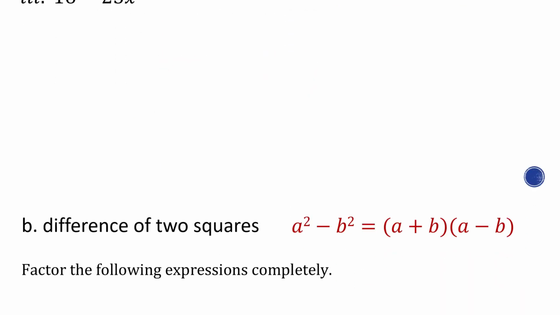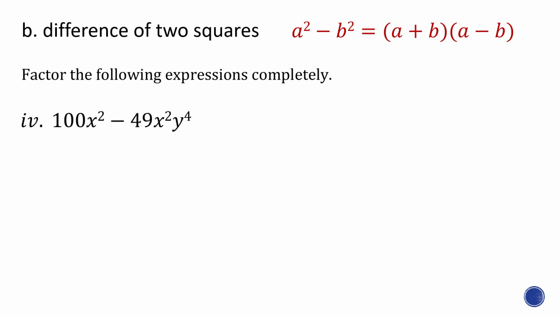Okay, let's go to the next one. 100x squared minus 49x squared y raised to 4. This looks complex, but no, this is easy. Let's start with finding the square root of 100x squared. What is the square root of 100? I think that's easy. That's 10. Why? 10 times 10 equals 100. What about this x squared? Well, that is x. All right, what about the square root of 49x squared y raised to 4?